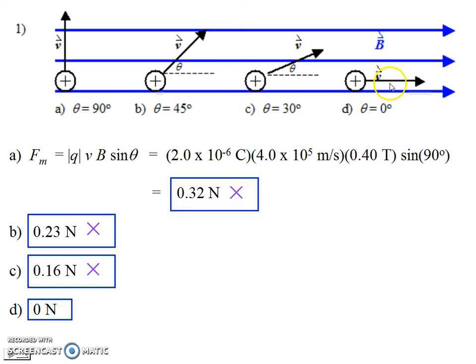Or if the charge moves directly against the field, what would the angle be? Well, it's between V and B. That would be a 180-degree angle. What's sine of 180? That's 0 also. So it feels no magnetic force. Basically, a charge has to somehow cut across field lines to feel a magnetic force. If it moves directly with the field or directly against the field, it feels no magnetic force at all.